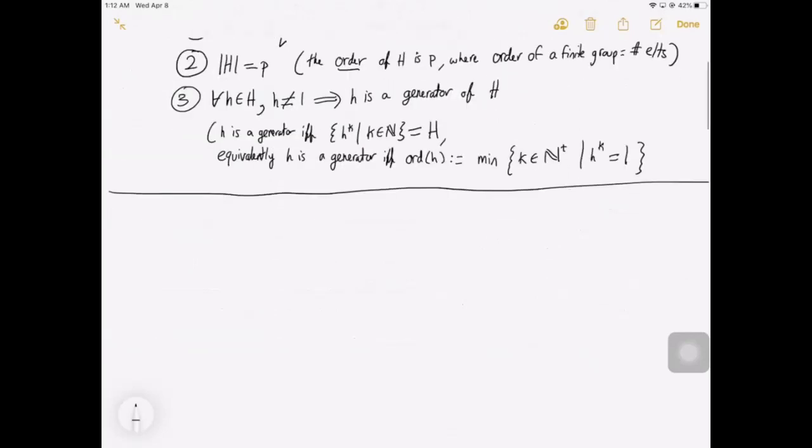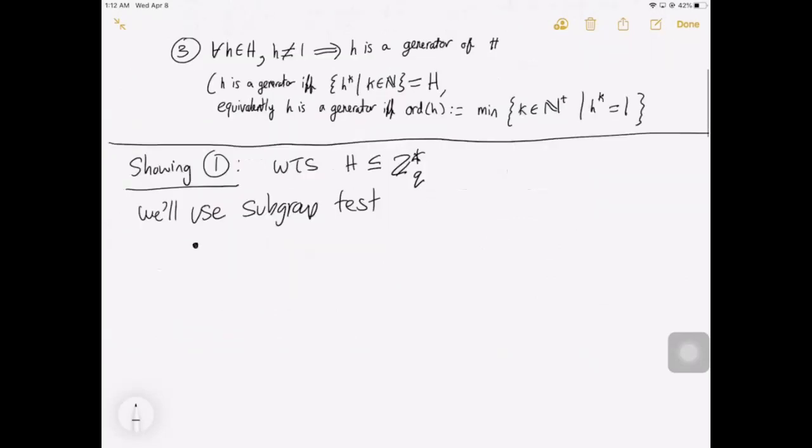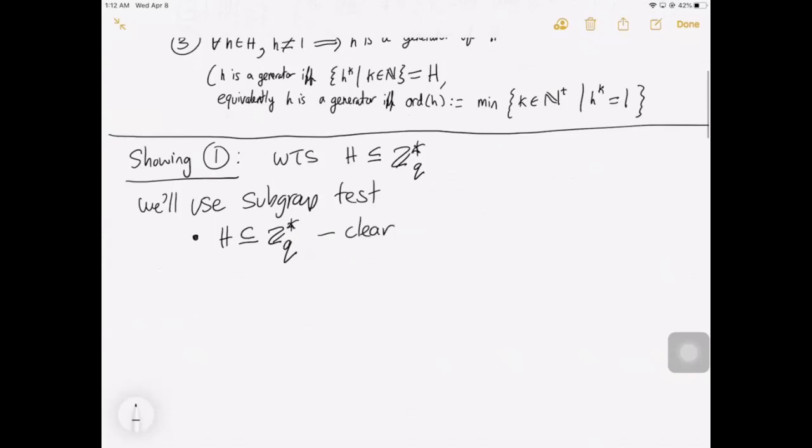We'll start with number one, showing that H is a subgroup of Z star q. To do so, we'll use something called the subgroup test. There are three conditions for the subgroup test. The first is that we need to show that the underlying set of H is a subset of the underlying set of Z star q. This is pretty clear, so I won't actually prove this.